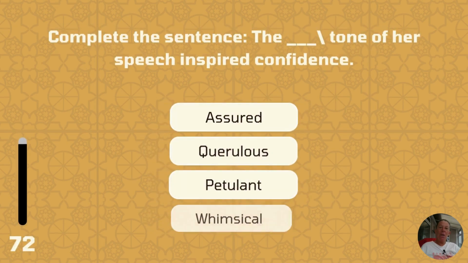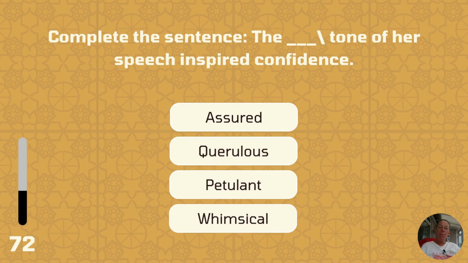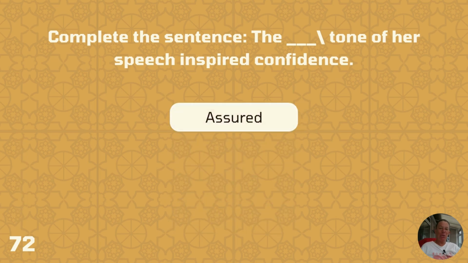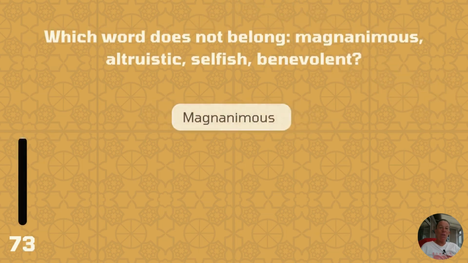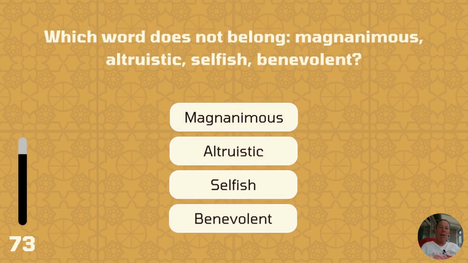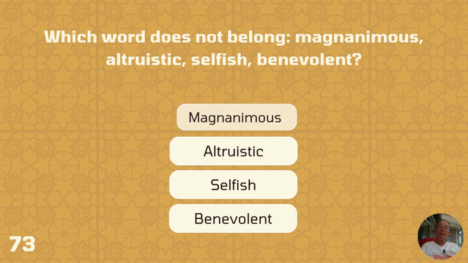Complete the sentence. The something tone of her speech inspired confidence. Assured, querulous, petulant, or whimsical? The assured tone of her speech. Which word does not belong? Magnanimous, altruistic, selfish, or benevolent? Selfish.